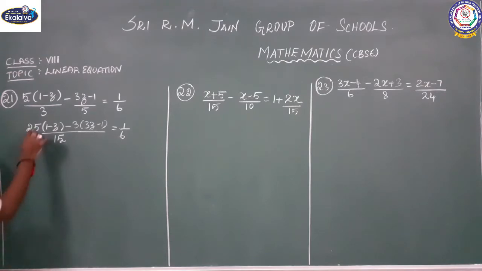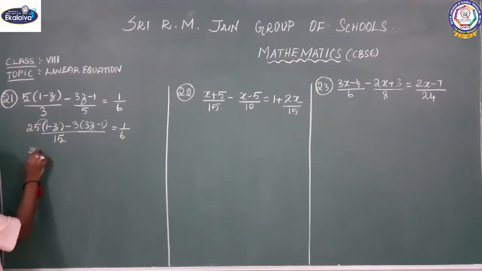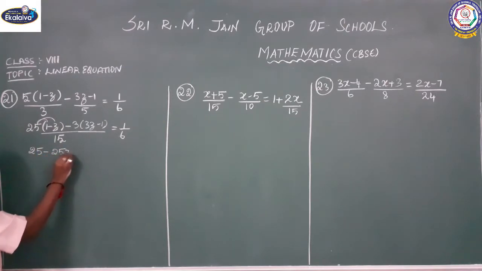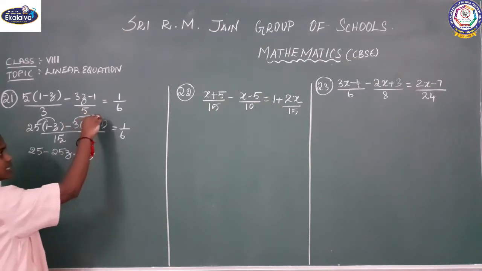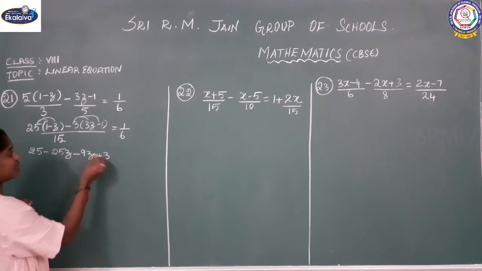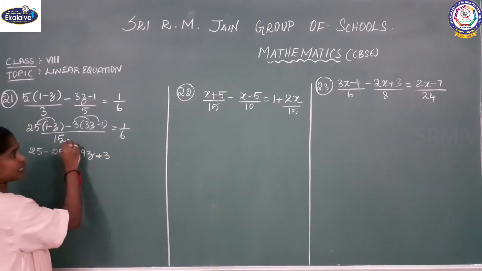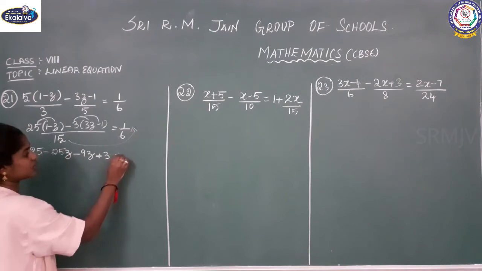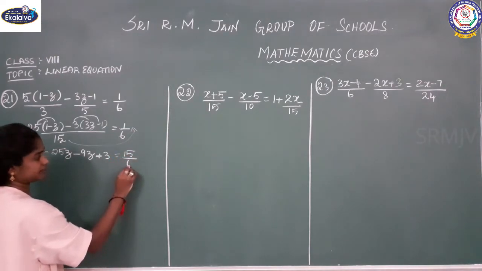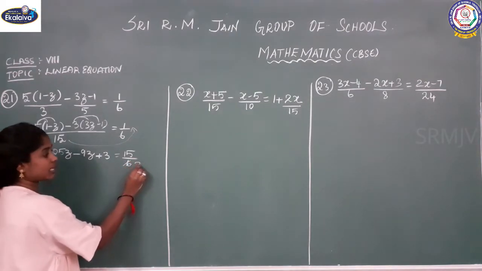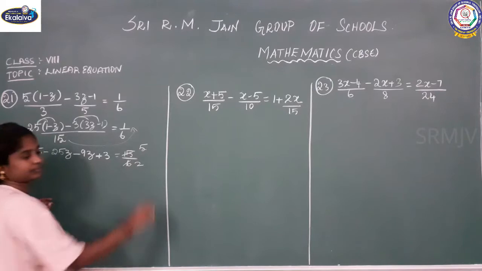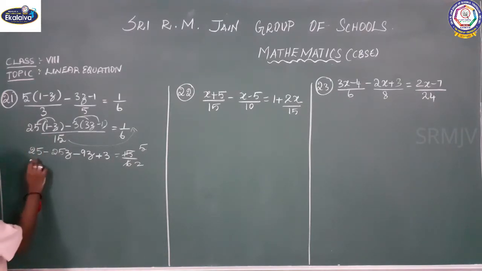Okay. Now 25 into 1, 25. 25 minus z, minus 25z. Minus 3 into 3z, minus 9z. Minus 3 into minus 1, plus 3. And this division 15 becomes multiplication 15. So we will get 15 by 6. Okay. So I can cancel this using 3 table. 3 2s are 6, 3 5s are 15. Okay. Now 25 plus 3, 28.